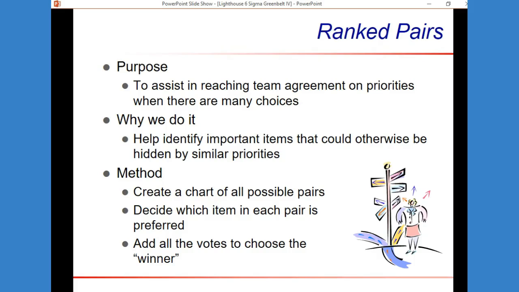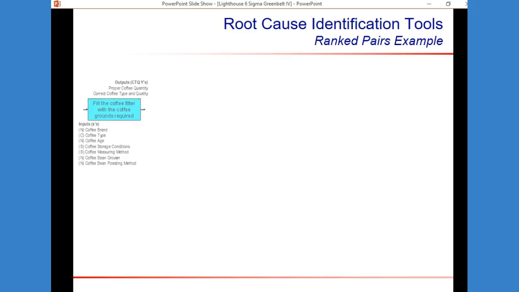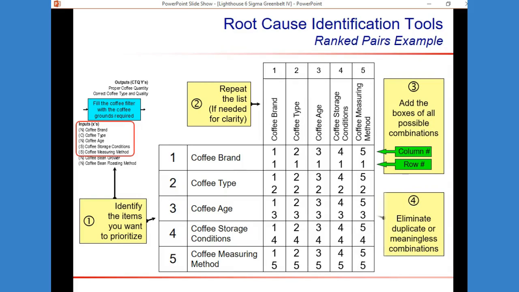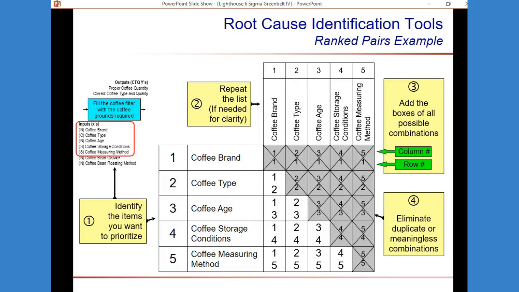And ranked pairs. We did a little bit with ranked pairs analysis when we were doing the catapults before. And again, this is to assist in reaching a team agreement on things. So it helps identify items, sometimes hidden by similar priorities. It really is just a way to create a chart, describe which items pair up with each other, and then you vote. So again, we were talking about coffee before.